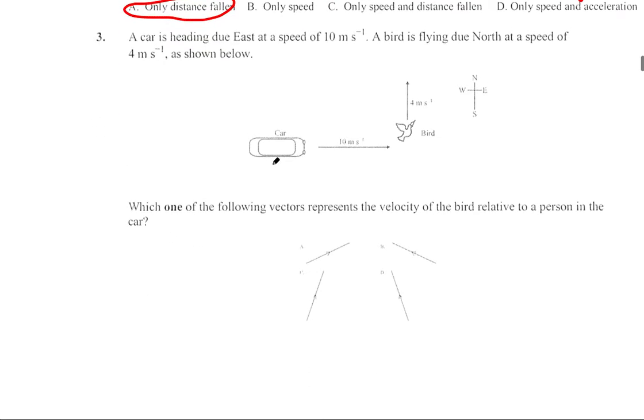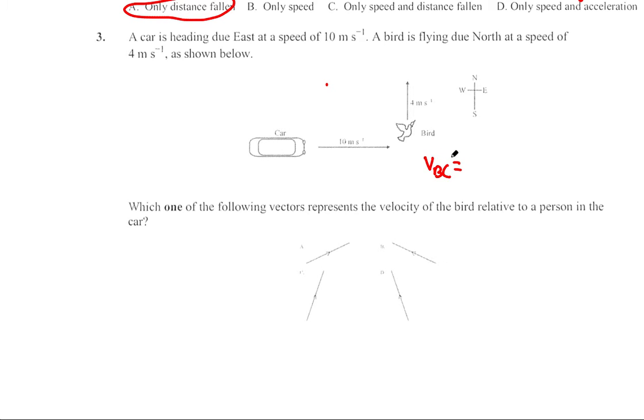Number 3, a car is heading east at a speed of 10 meters per second. A bird is flying north at a speed of 4 meters per second. We want to know which of the following vectors represents the velocity of the bird relative to a person in the car. So we want to know the velocity of the bird relative to someone in the car.